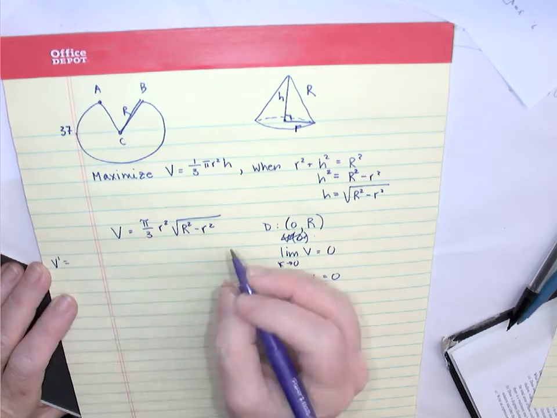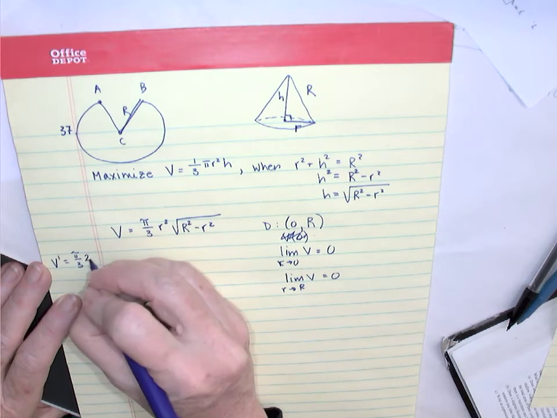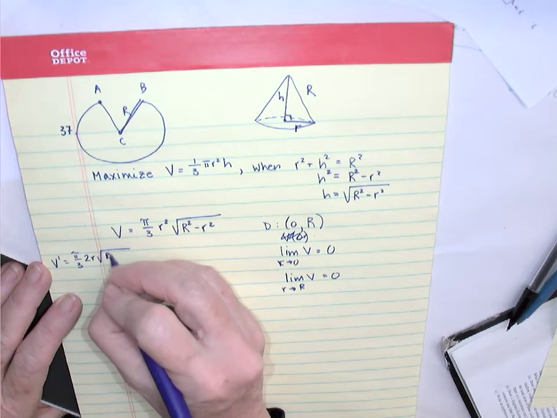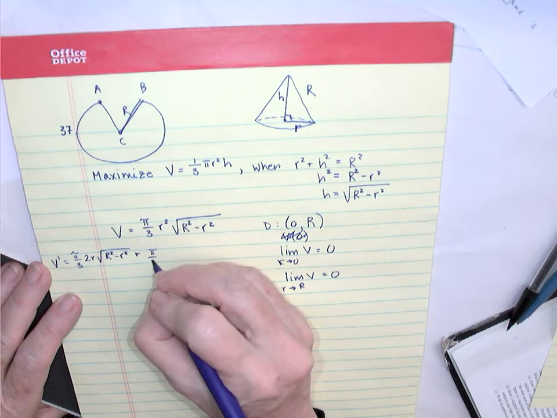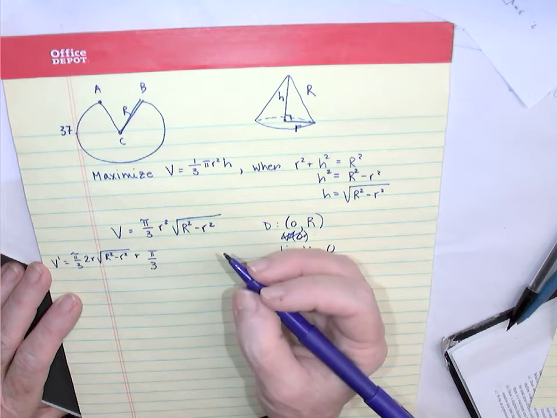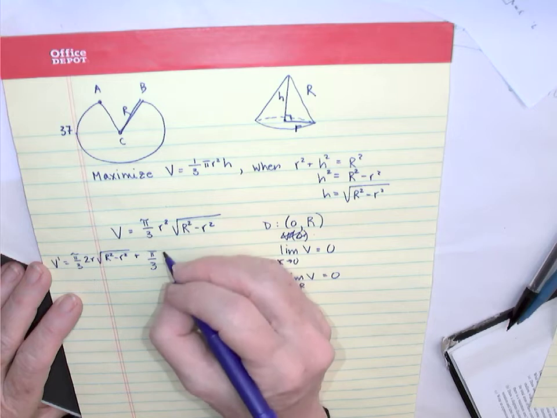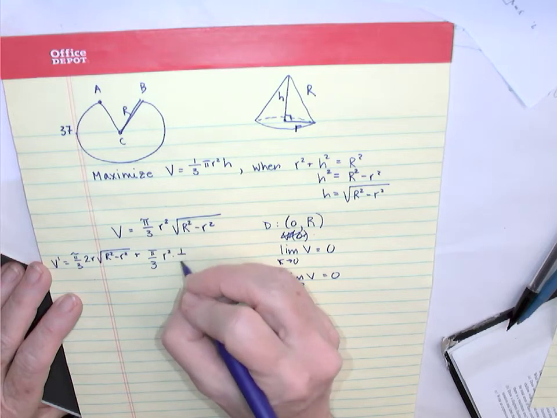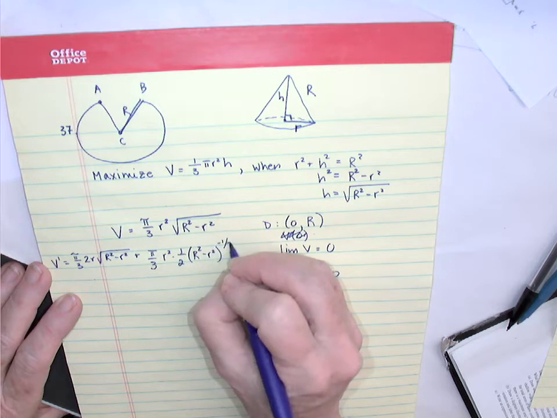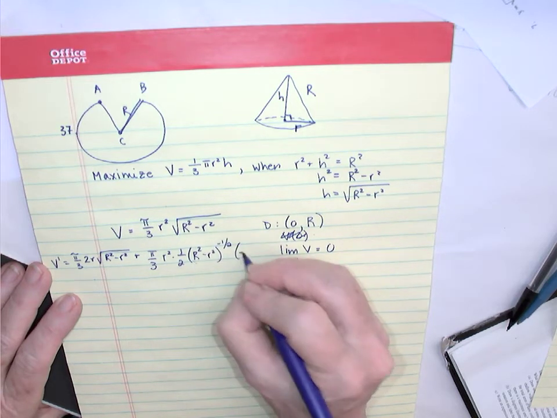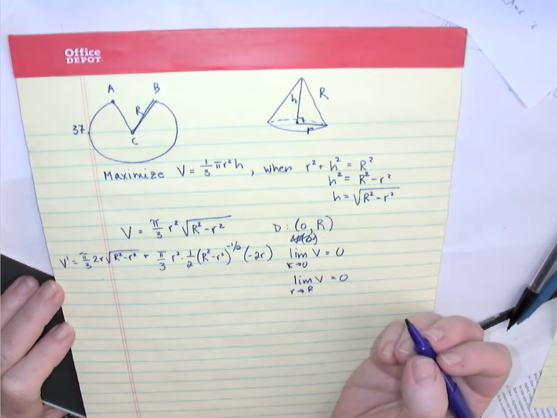Let's take our derivative. I'm going to carry along that pi over 3. Product rule, derivative of the first times the second, plus, I'm going to carry along that pi over 3 again. I'm really just carrying that and distributing it. First times the derivative of the second, 1/2 R squared minus r squared to the negative 1/2. This is a constant, so we're just going to have negative 2r. Let's clean that up.